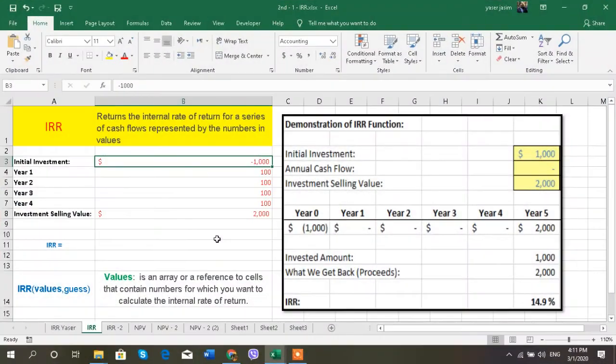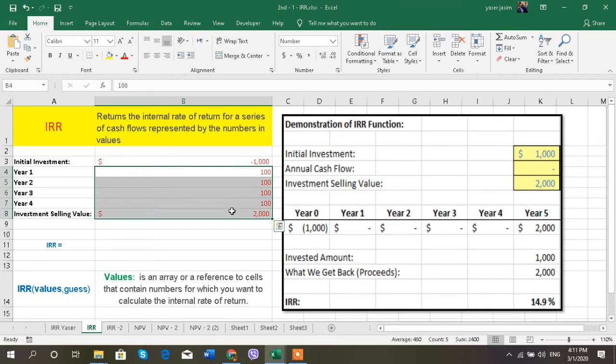Now coming back to the IRR function, this is an abbreviation for the internal rate of return for a series of cash flows represented by the numbers in values. So this is the initial investment, initial cost, sometimes we call it year zero. Pay attention, it must be negative because we're going to pay it. This is all the cash flow that we have in this example.